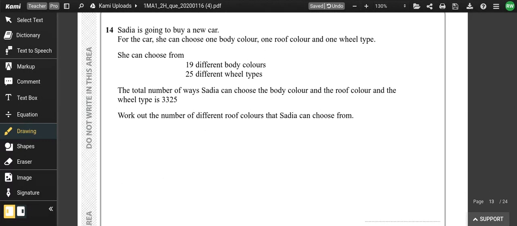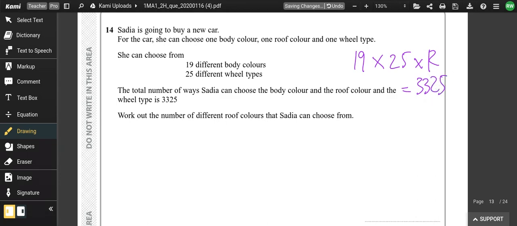Sadia is going to buy a new car. She can choose 1 body color, 1 roof color, and 1 wheel type. So there's 19 body colors, 25 wheel types, and the total number of ways that you can choose the body color, the roof, and the wheel type. So we're missing roof. That gives us the 3325 ways of combining these numbers.